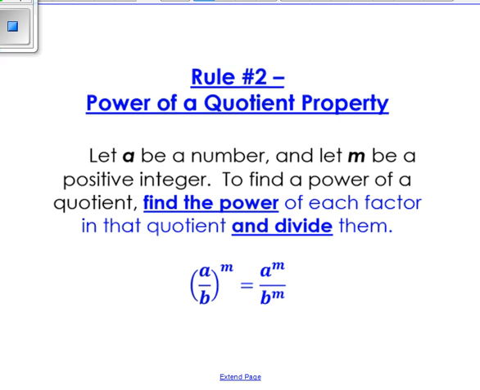The next rule is the power of a quotient. So I'm taking this entire quotient to the power, which basically is the same thing as power to a power. You take everything inside here to the m power. That's all that means.